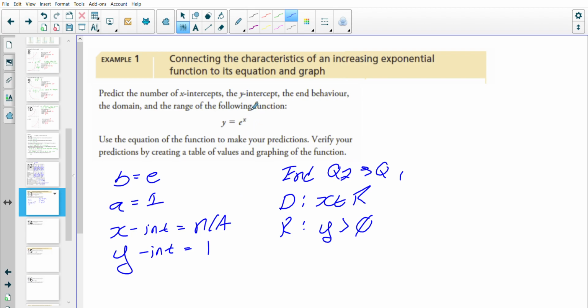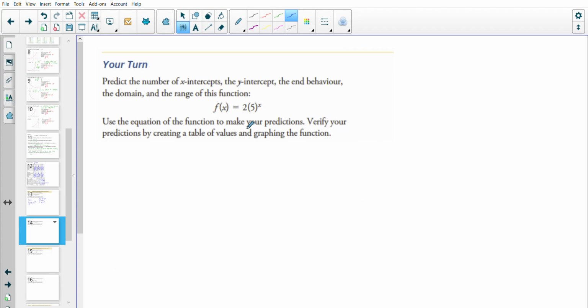So verify your prediction by creating a table of values and graphing the function. What I'd like you to do is put this into Desmos and just have a look at the table and the graph, and from there you will see that all of these predictions match up. Alright, give this question a try and we'll take it up in a few minutes.